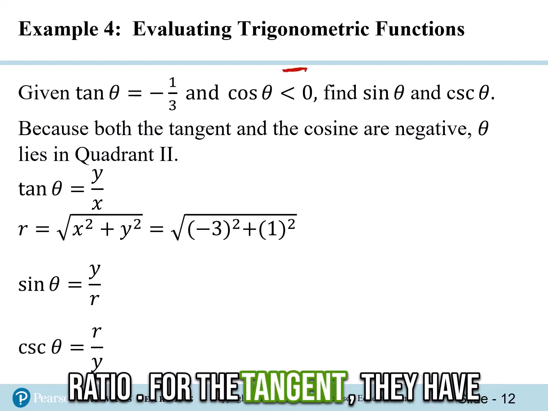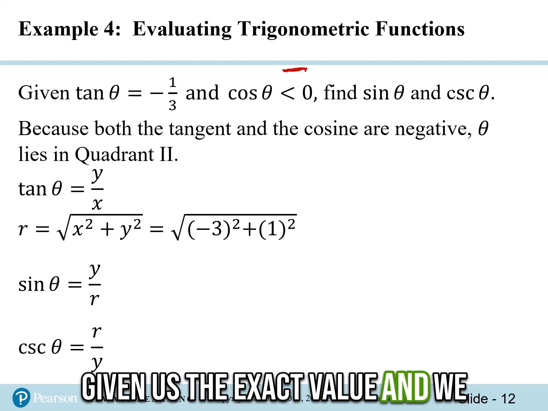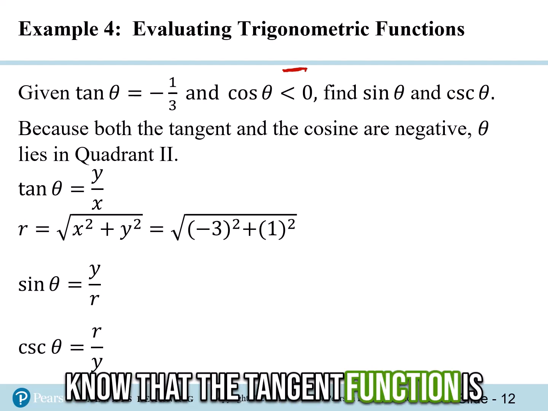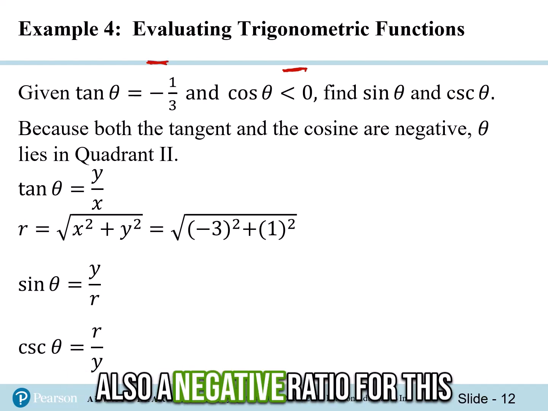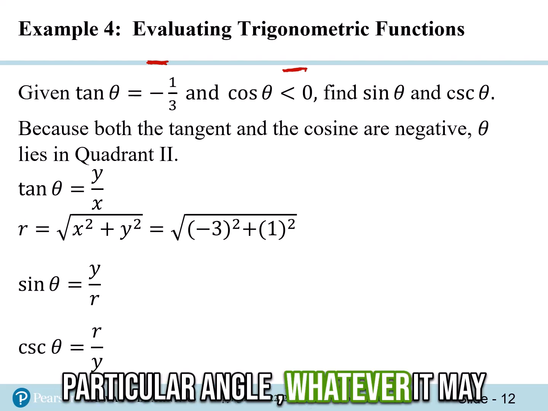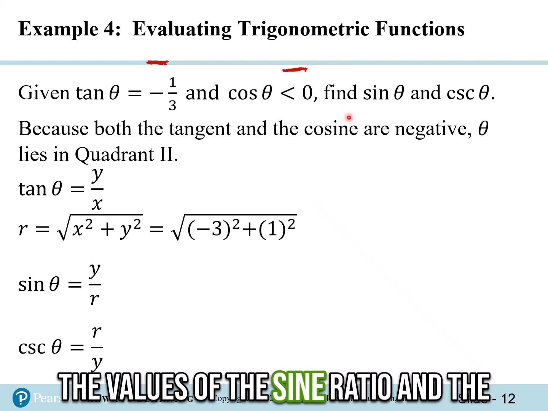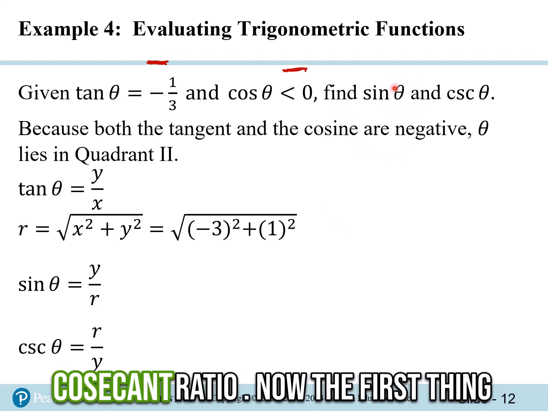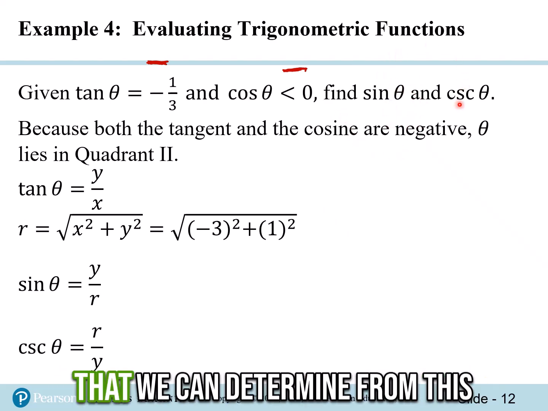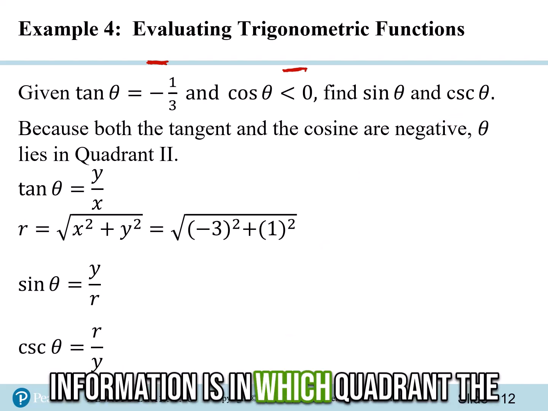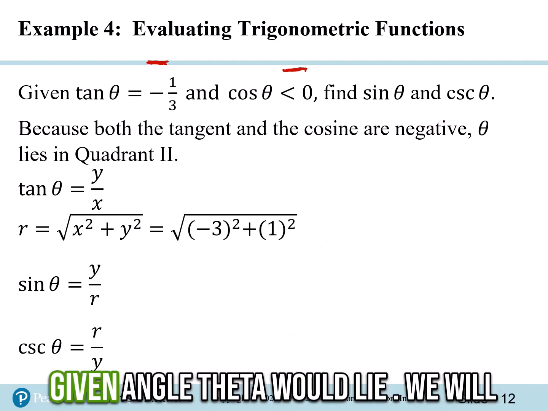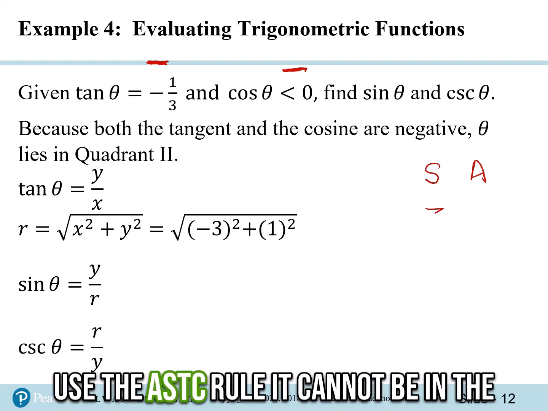For the tangent, they've given us the exact value, and we know that the tangent function is also a negative ratio for this particular angle, whatever it may be. So we have to go ahead and find the values of the sine ratio and the cosecant ratio. Now, the first thing that we can determine from this information is in which quadrant the given angle theta would lie. We will use the ASTC rule.